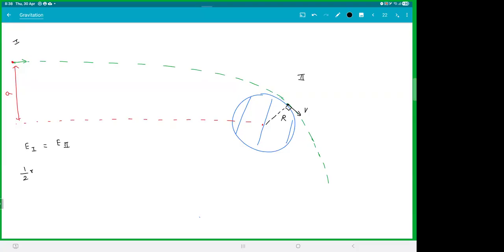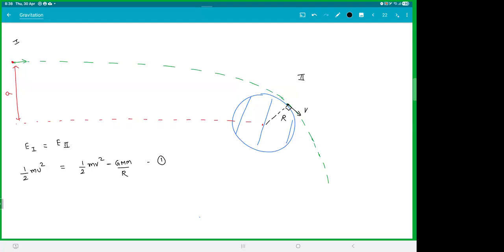Initial energy: half m u square, the kinetic energy. Potential energy is 0 because you're very far. Final kinetic energy is half m v square. Potential energy is minus G M m by capital R, the potential on the surface. This is your equation 1.